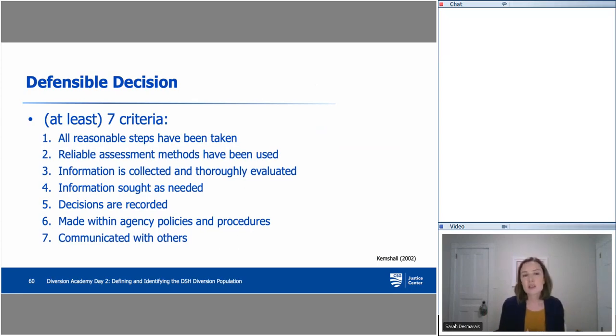Were all the reasonable steps taken? Was a reasonable assessment method used? Was the information that was collected evaluated and thought through? If there was missing information, is there a strategy to get that information?